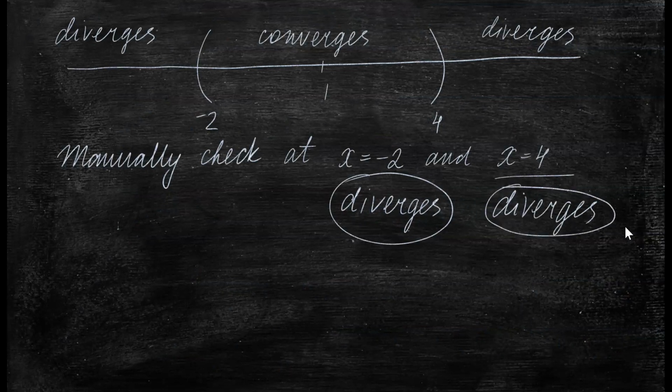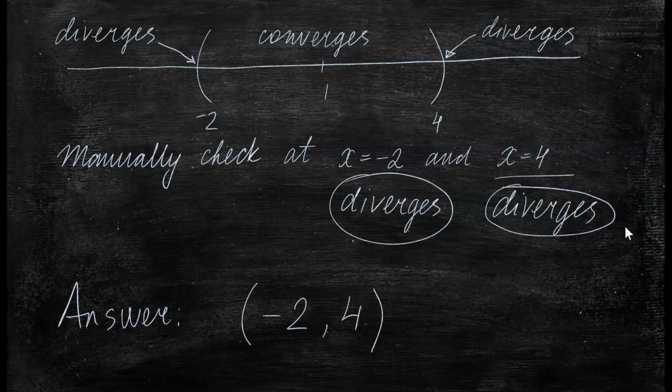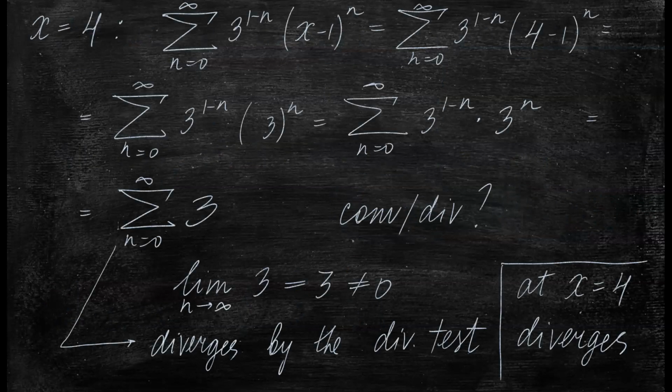And we write the answer. Since the series diverges at the boundaries, we don't include the boundaries in the answer. So what is the interval of convergence for this series? It's from -2 to 4, and we're going to use the parentheses, not the brackets, to indicate that the boundaries are not the part of the interval of convergence. All right, let's try another example.